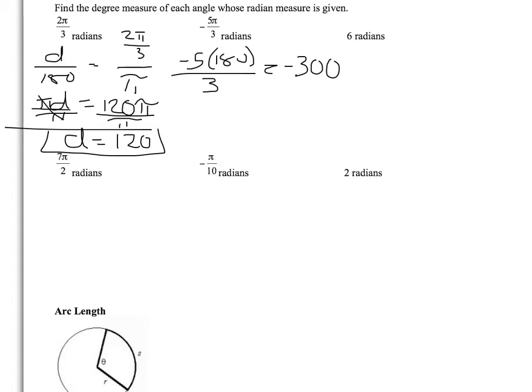I'm going to drop down to 7 pi over 2 for a second. 7 times 180 divided by 2. Notice I'm just replacing the pi with a 180. 7 times 180 divided by 2 is 630.